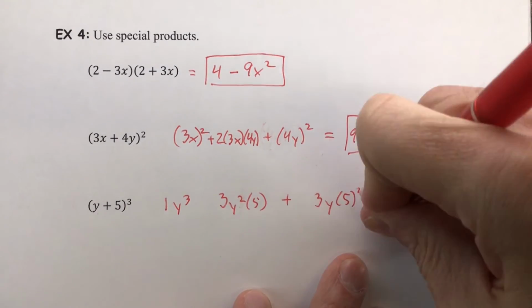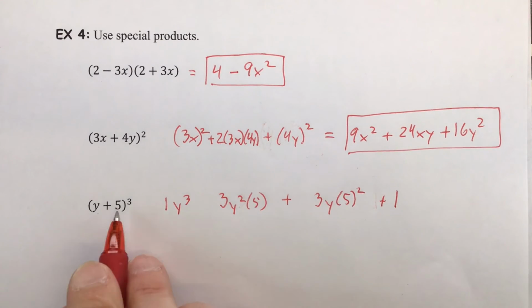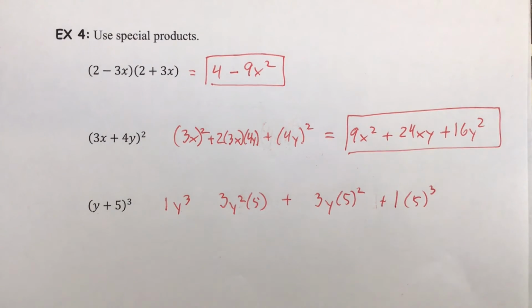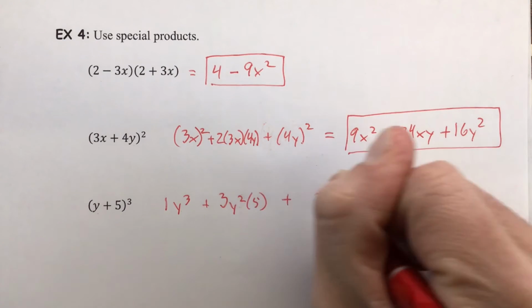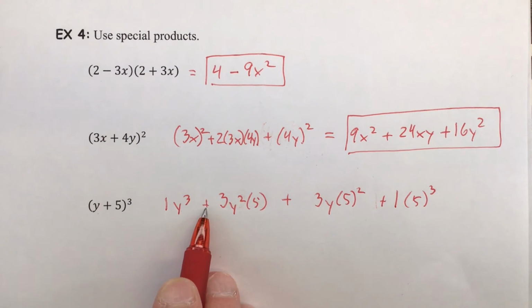Your last term is going to be completely 5 to the third power. Your y exponents are going to decrease, and as they decrease, you're going to bring in a 5. So you bring in a 5, you bring in a 5 squared, and then you're completely at 5 cubed. Then we just clean it up, and that's our answer. Of course, all that is going to be addition because you had an addition here. If it had been subtraction, this would be subtraction, this would be subtraction.